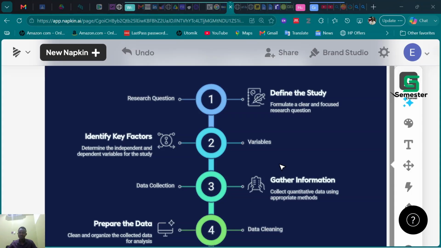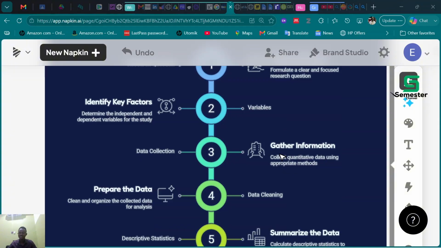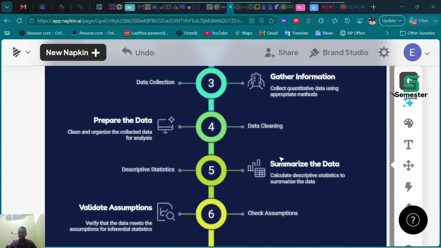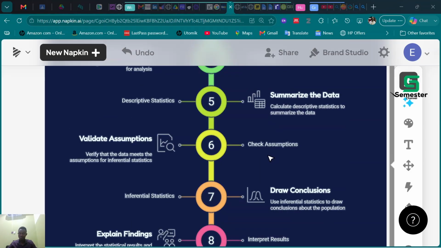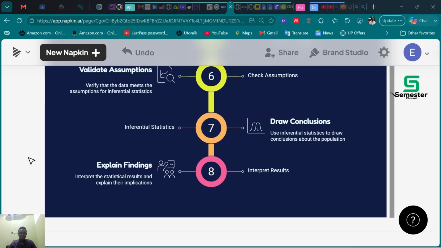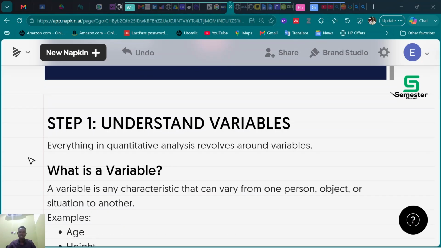You look at the variables, right? Identify the variables that you are going to collect. Gather the information, that is collecting the data, and then you clean the data. Once you clean the data, you then describe your data, right? Describe it, add meaning to what we are seeing as numbers, and then you check assumptions. After you check assumptions, then you analyze your results, right, by applying inferential statistics. That is what most students like. From there, then you interpret your results. Okay, all right, so we'll be taking each of them one after the other.